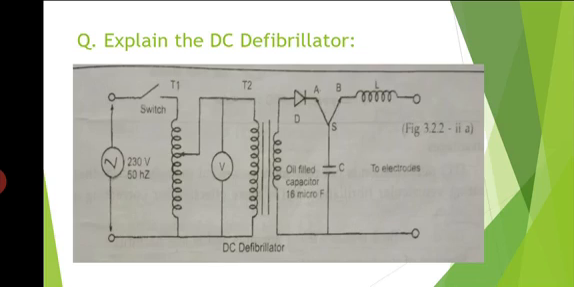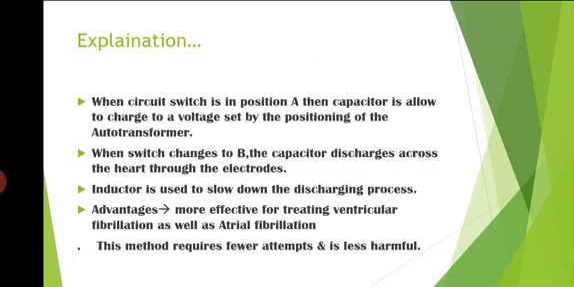Now we will see the DC defibrillator. This is the circuit diagram for the DC defibrillator. In this DC defibrillator, the AC waveform is converted into DC. When the circuit switch is positioned at A, the capacitor is allowed to charge to a voltage set by the positioning of the auto transformer. When the switch changes to B, the capacitor discharges across the heart through the electrodes. An inductor is used to slow down the discharging process.